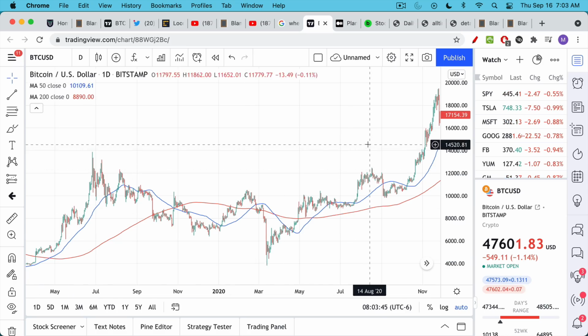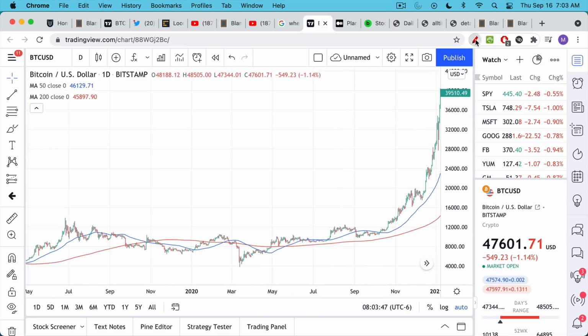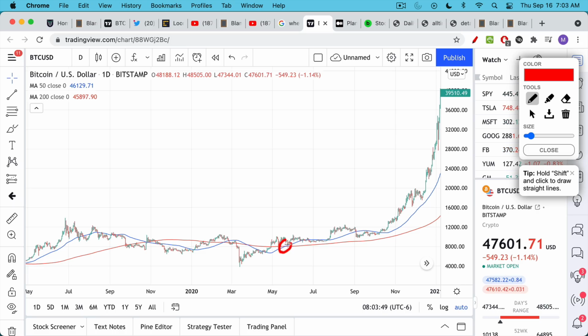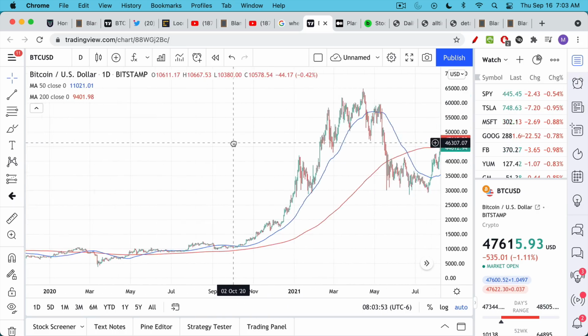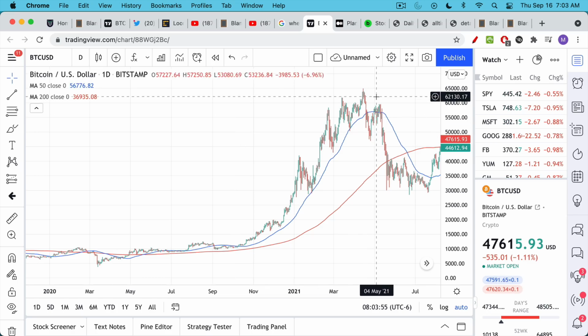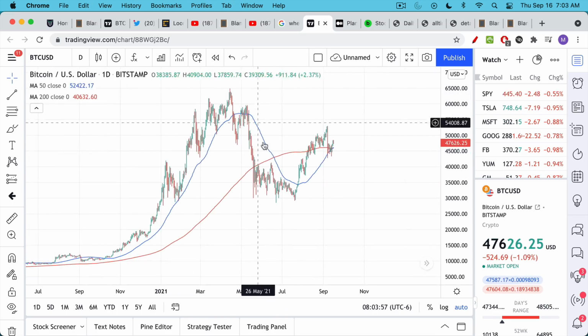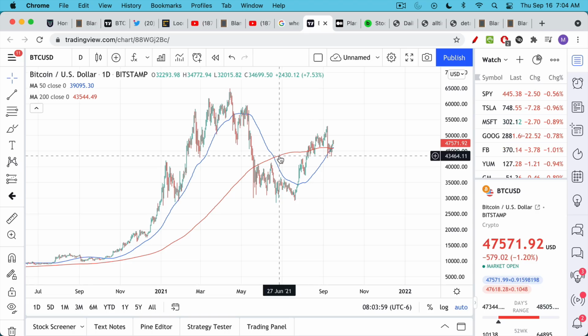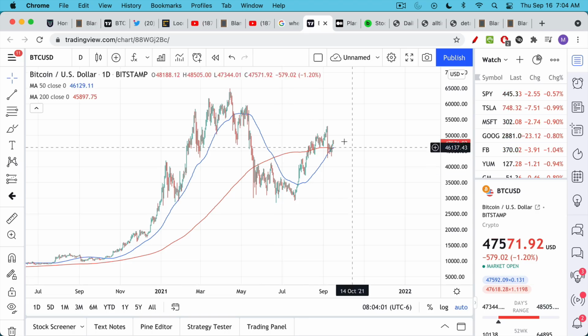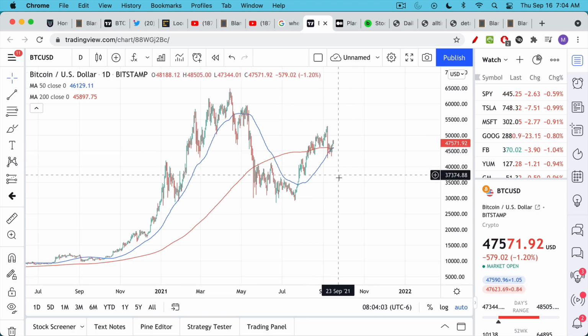So what happened at the beginning of this bull market? We got the golden cross right here, and then we really had Bitcoin melt up from under $10,000 all the way up to the mid 60,000s. Then we got the bearish crossover, the death cross that we've been talking about, and here we are back with a golden cross. So that's one way to think about these things.